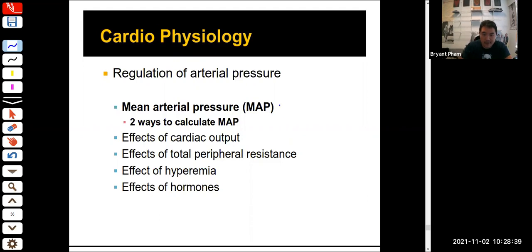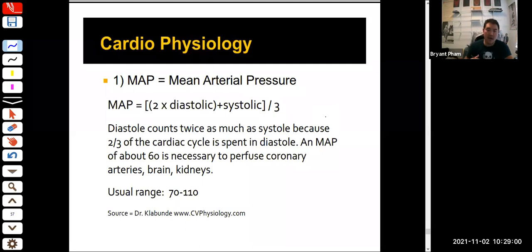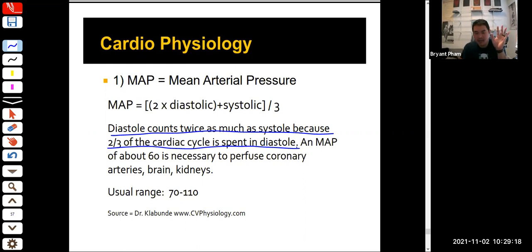Mean arterial pressure. This is just the average pressure in all of the arteries. A couple of different ways to calculate it. I'm not going to give you numbers to calculate, but if you're curious, diastole counts twice as much as systole because 2/3 of the cardiac cycle is spent in diastole. So again, you don't need to calculate this. I'm not asking you to know the formula here. What I am more concerned with is this range.